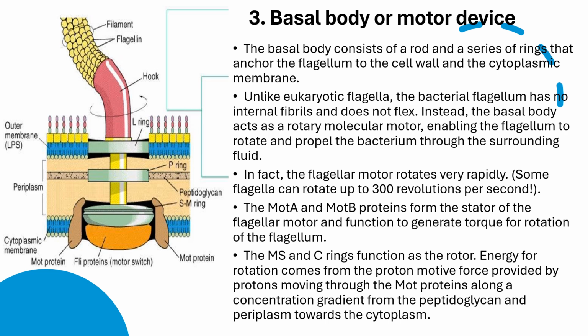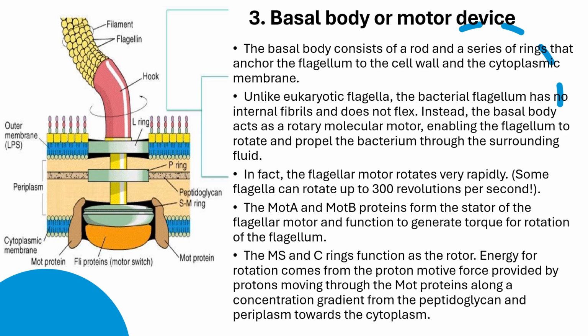Unlike eukaryotic flagella, the bacterial flagellum has no internal fibrils and does not flex. Instead, the basal body acts as a rotary molecular motor which enables the flagellum to rotate and propel the bacterium through the surrounding fluid. In fact, the flagellar motor rotates very rapidly. Some flagella can rotate up to 300 rotations per second.